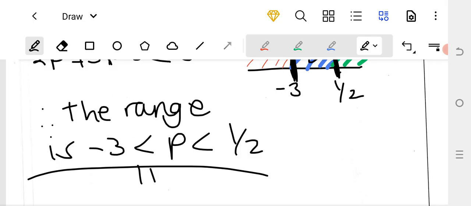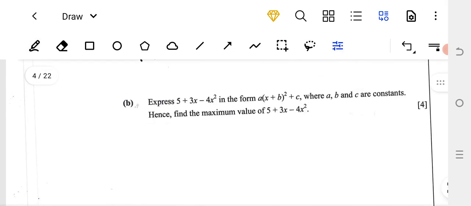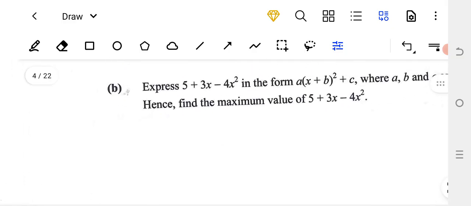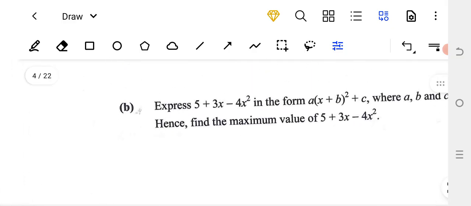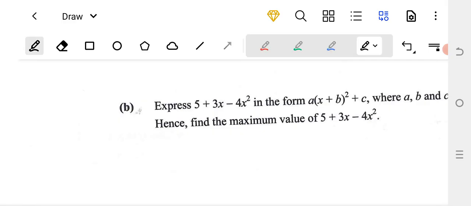Okay, so to continue, we go to question B, which says express 5 plus 3x minus 4x squared in the form a(x + b)^2 + c, where a, b, and c are constants. This is carrying 4 marks. So what you have to know about this is solving by completing the square. So you first write it in your own ink.